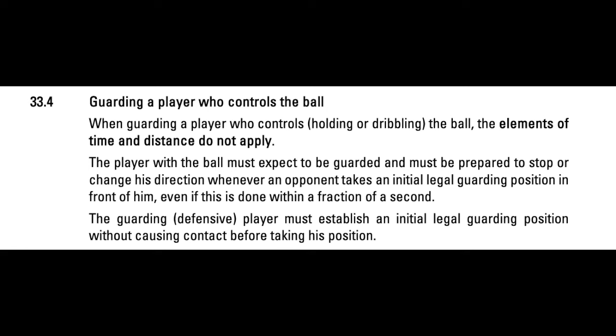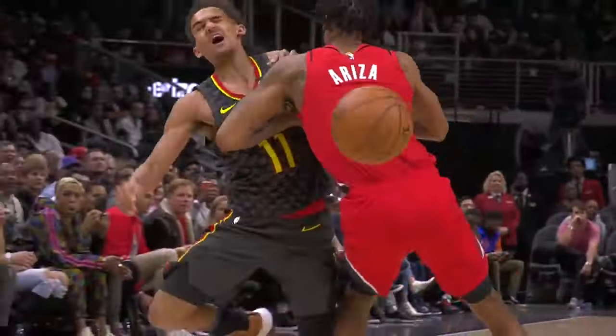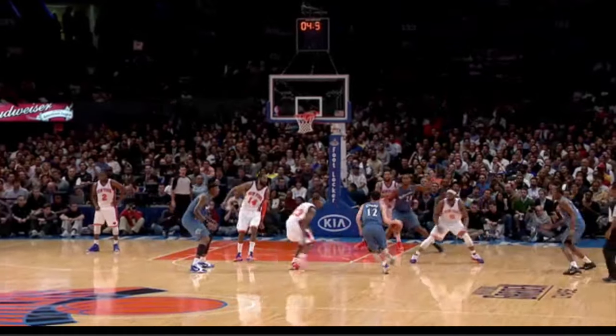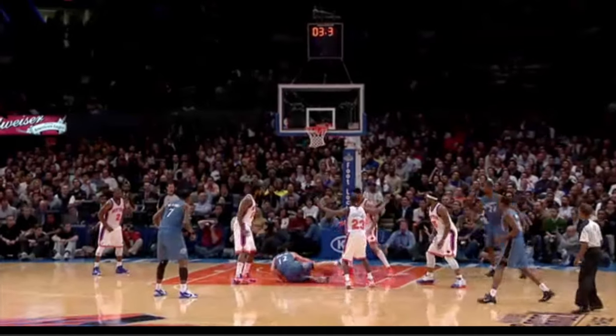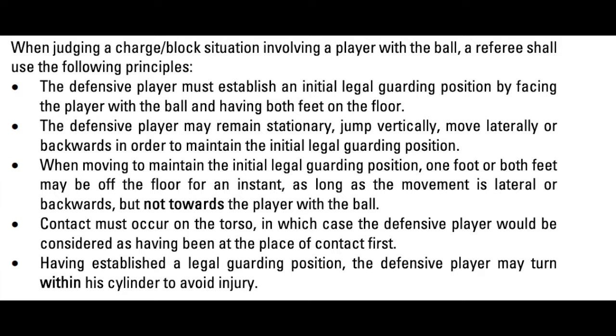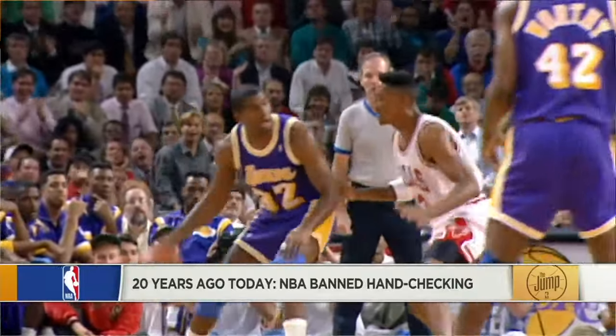Once the defensive player has established initial legal guarding position, he may move to guard his opponent, but can extend his arms, his shoulders, hips, or legs to prevent the dribbler from passing by them. Now, to put it all together, when we're judging a charge block situation, referees will use the following principles. The defensive player must establish a legal guarding position, which we've looked at before, which is facing the player with the ball and having both feet on the floor.